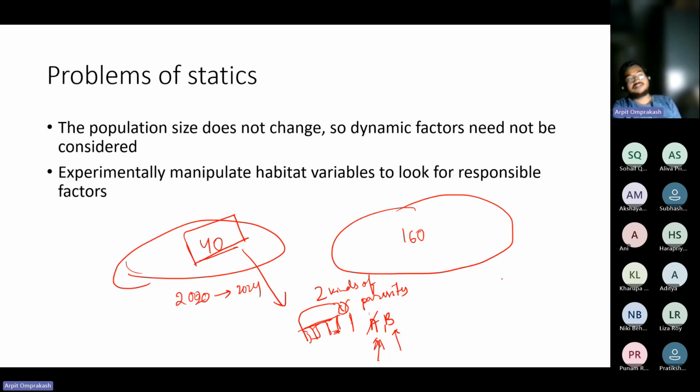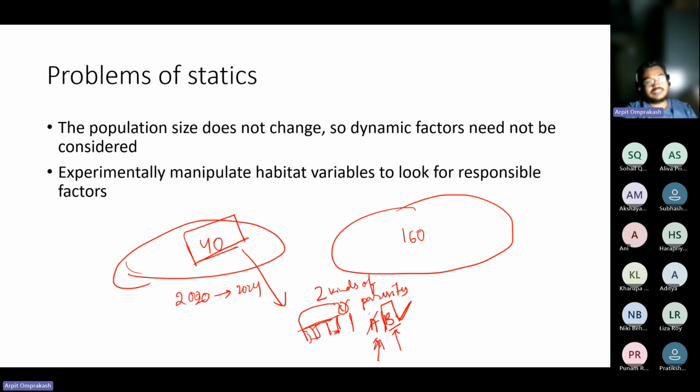And now we see that the animals are surviving the juvenile stage and reaching adulthood. So that means this parasite is affecting the population of elephants. And that is why this is constantly stagnant at a number of 40 and not increasing, because the juveniles are dying off because of this parasite.